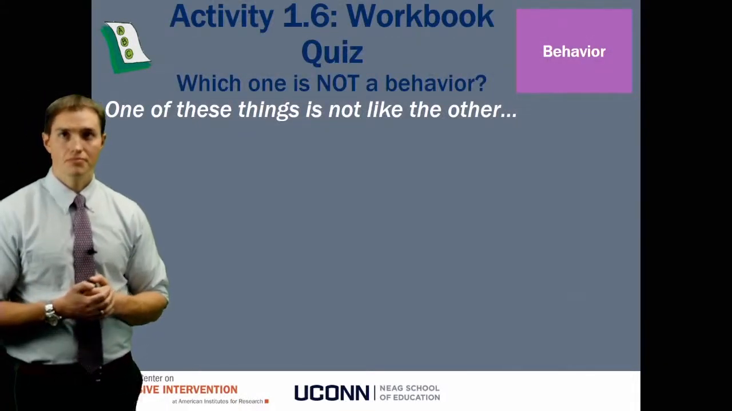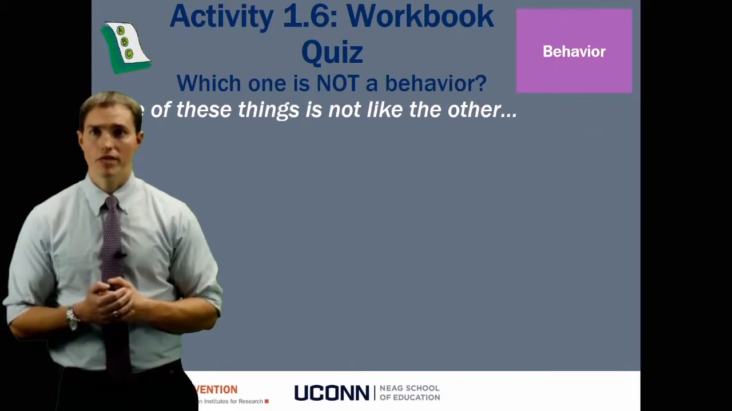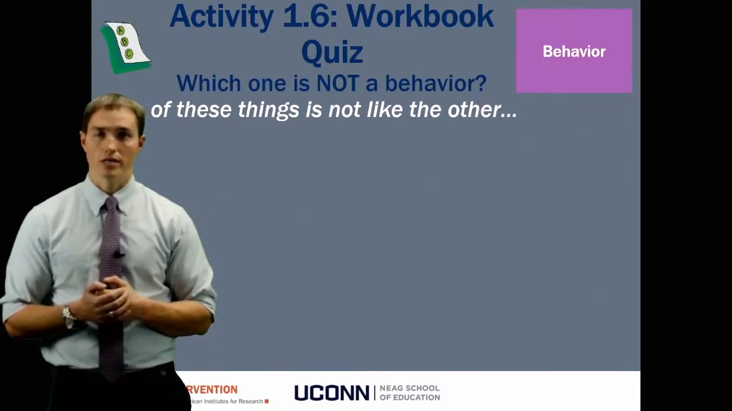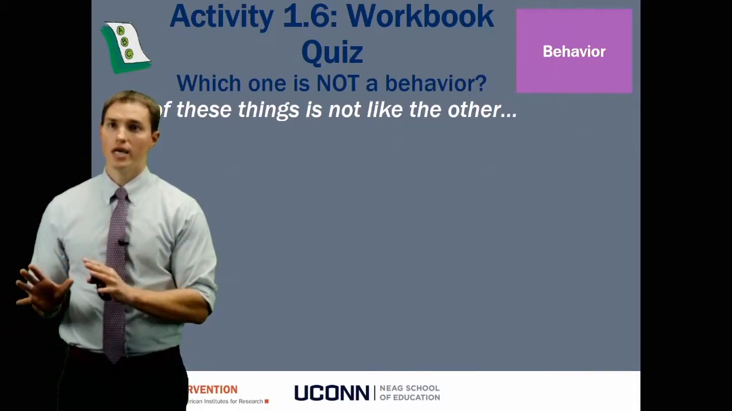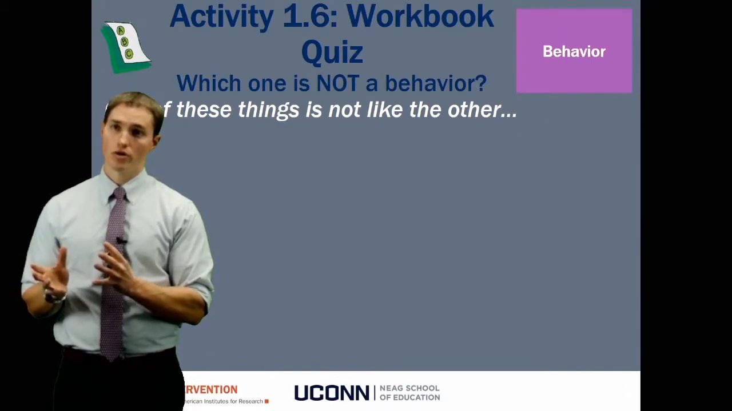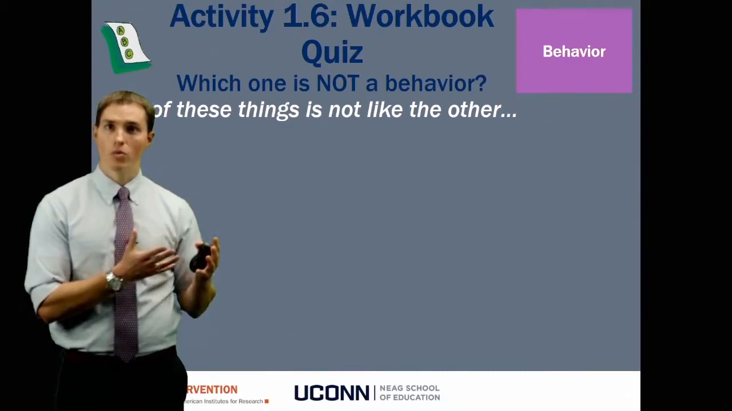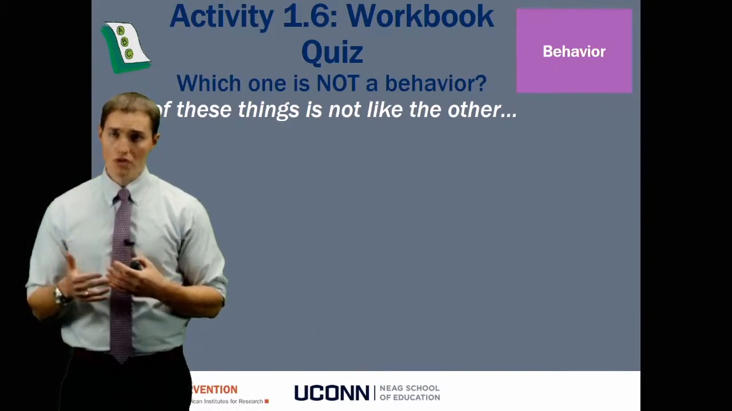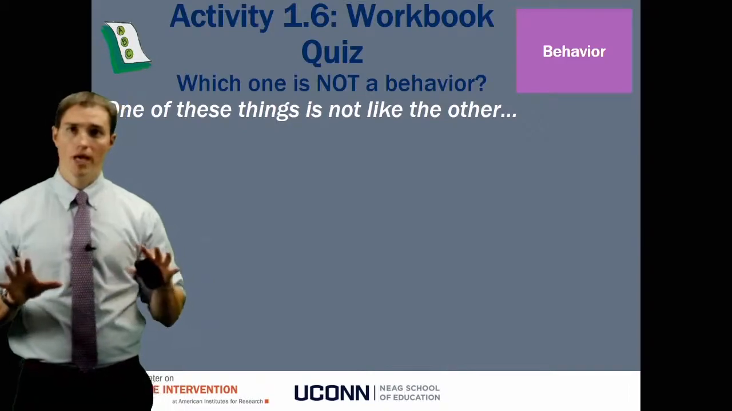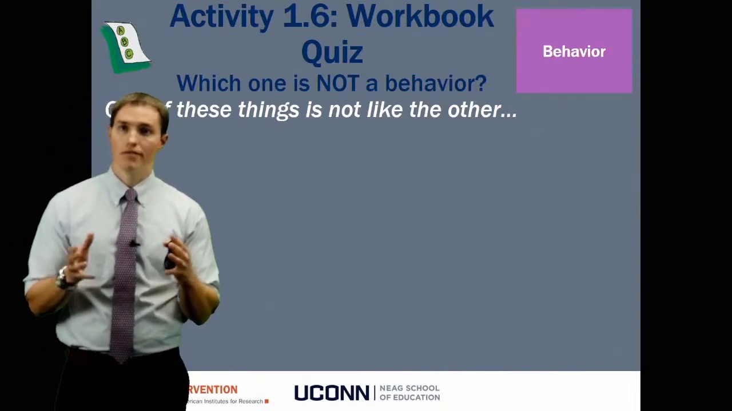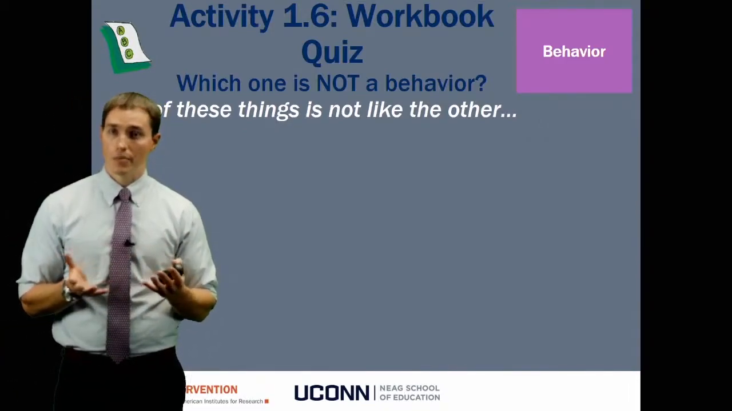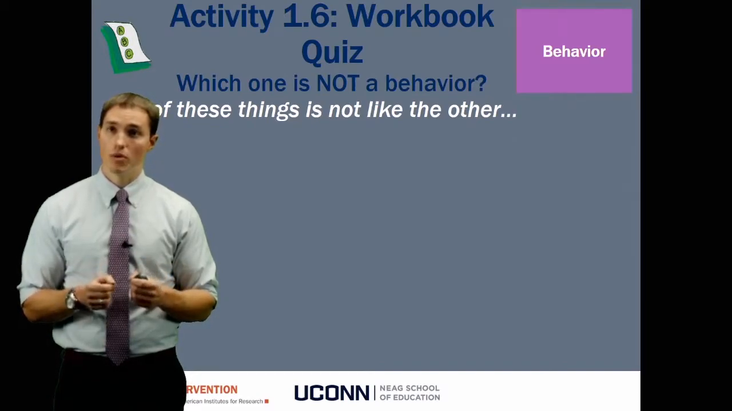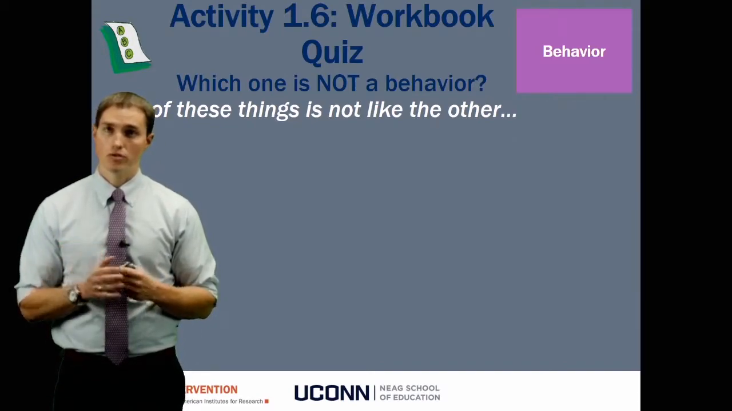Welcome back. If you've completed activity 1.5, it's now time to turn to activity 1.6. We're now going to move beyond the idea of identifying antecedents or the triggers given the examples, and now look at what are behaviors. So remember back to the beginning of this part, within this module, we talked about all behaviors can be operationalized. They can be defined. In order to be defined operationally, we need to identify that the behavior is both observable and measurable.